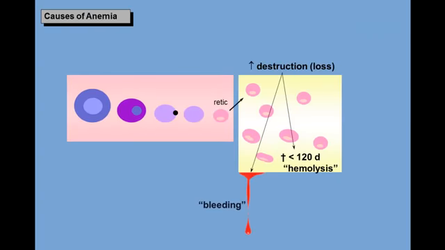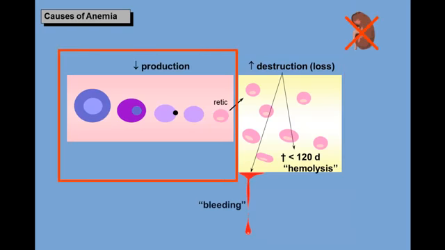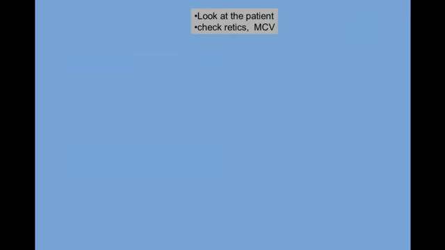We learned that there are only two basic pathophysiologies of anemia: either premature destruction of red cells, bleeding or hemolysis, or decreased production, either a kidney problem or a marrow problem. In this video, we will put it all together and develop an elementary algorithm for developing a differential diagnosis for anemia. Start by looking at the patient.